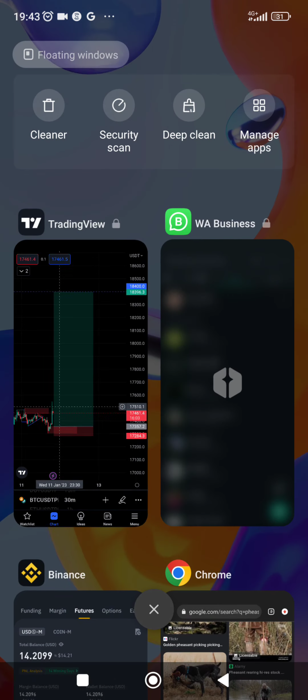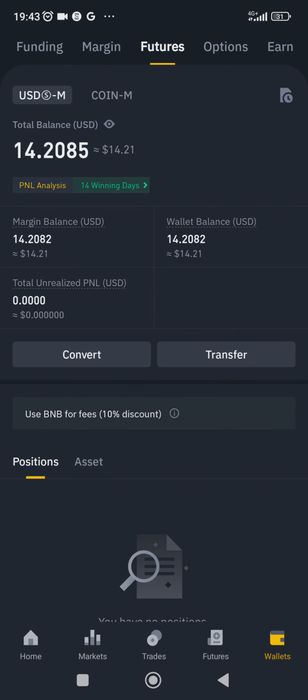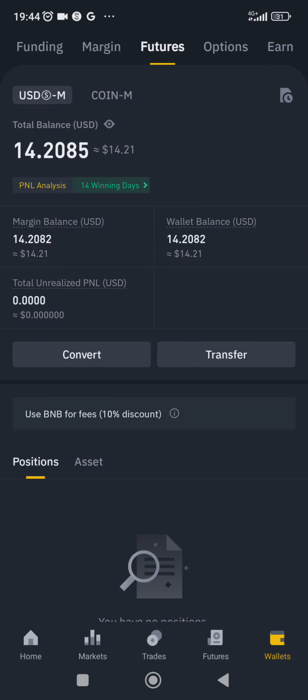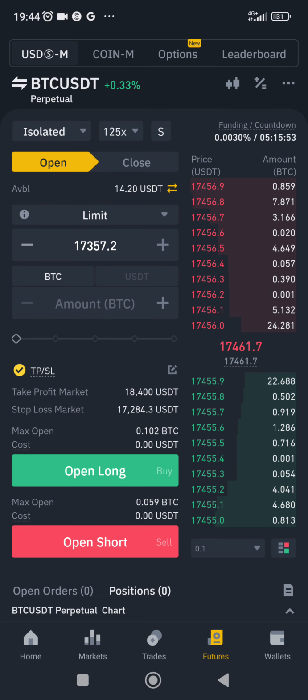All right, so this is Binance, and I have $14 in this account. This is a little account. So let me say I come to futures now. Let me explain things on this futures page, though you have already seen them in the videos. First thing is, after you click on these points, you come to this interface.